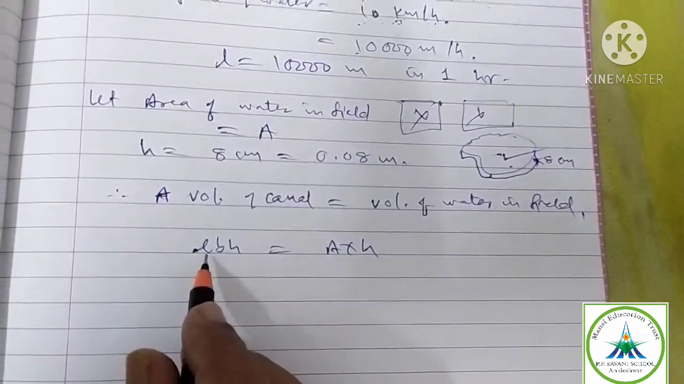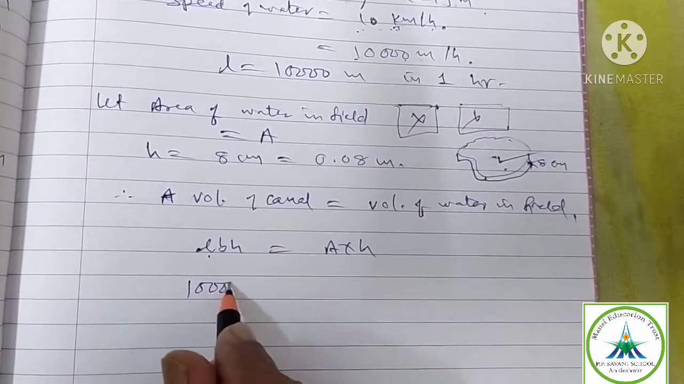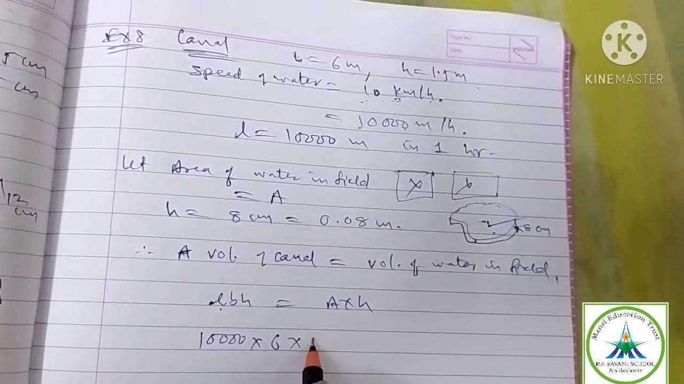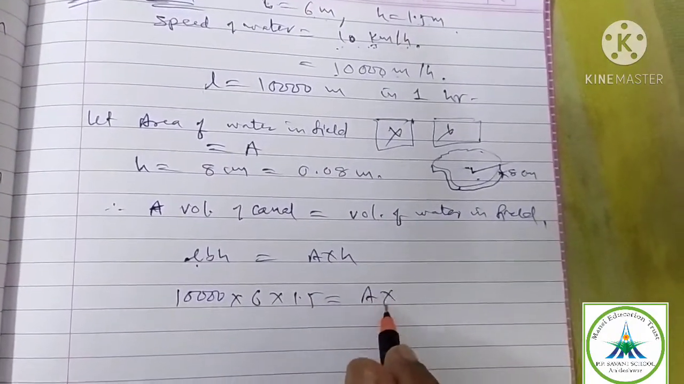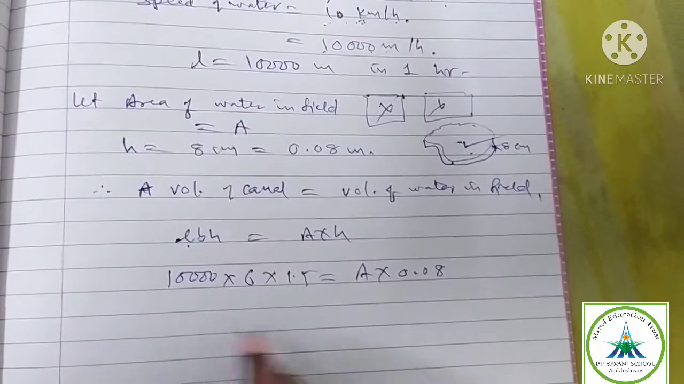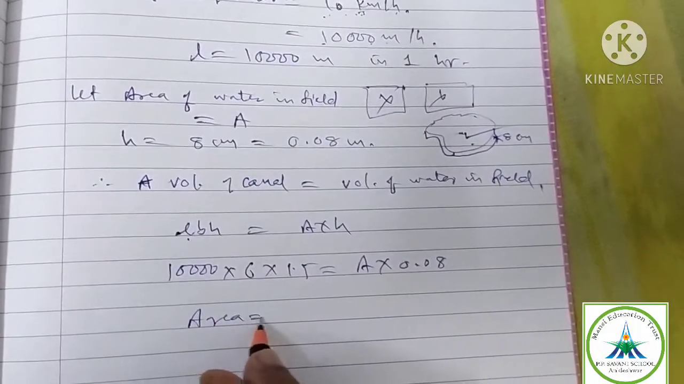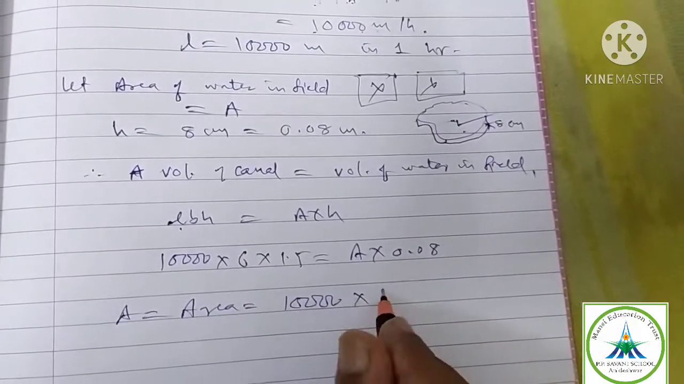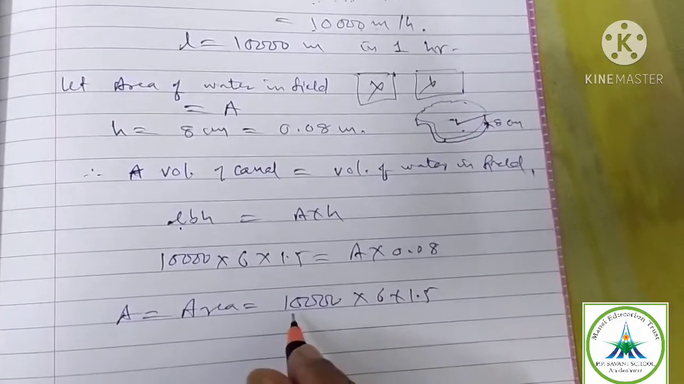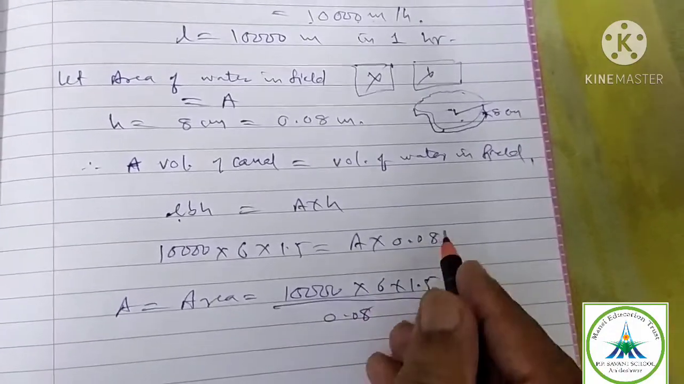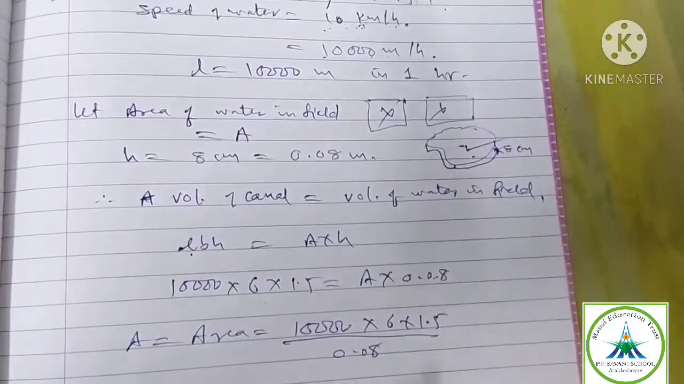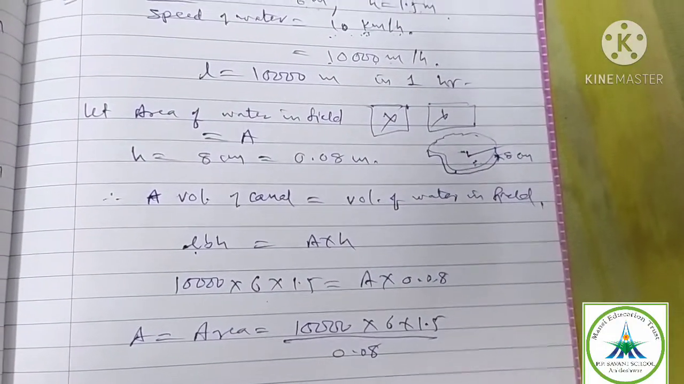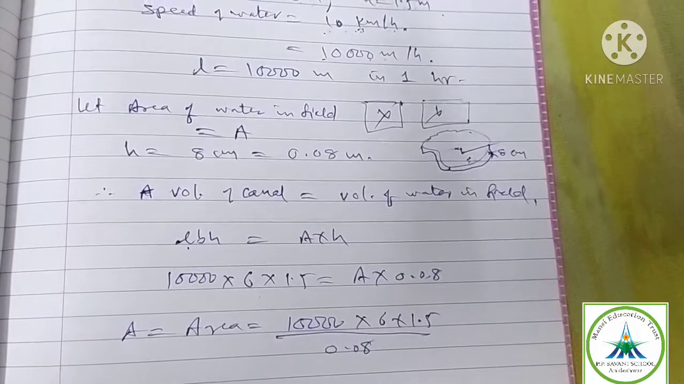Okay, so see now, length is known to you, 10,000. Breadth is known to you, 6. Height is known, 1.5. This equals area multiplied by height, which is 0.08. So you can find area A equal to 10,000 multiplied by 6 multiplied by 1.5 upon 0.08. Cross multiplication. Did you understand this matter of area on the ground in the field? That is always irregular, but area multiplied by height is volume.